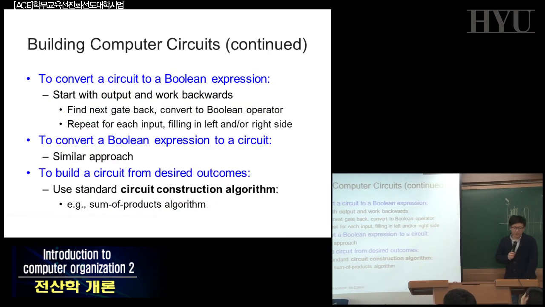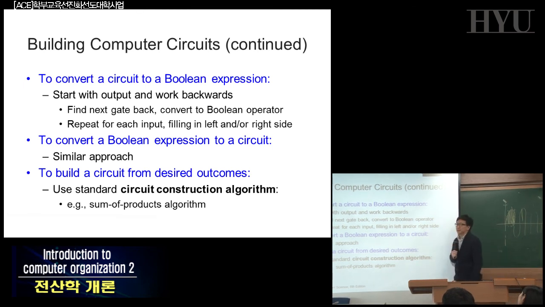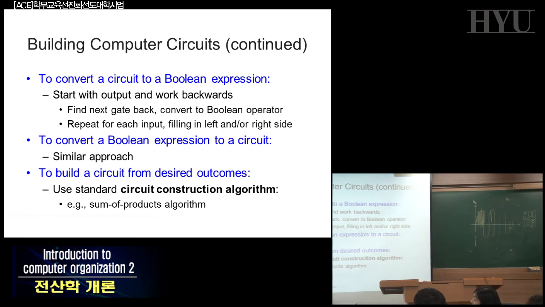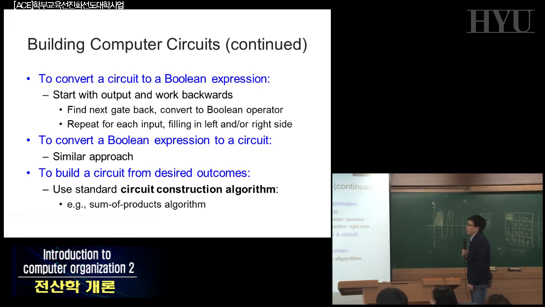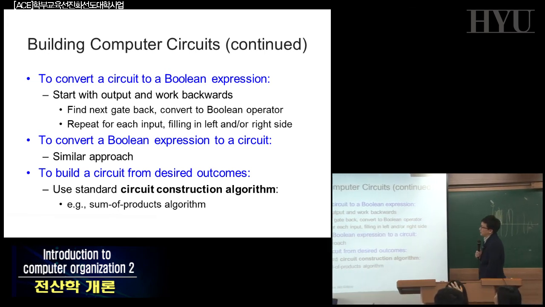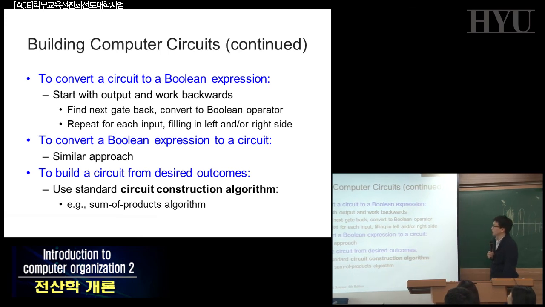To convert the circuit into a Boolean expression, start with the output and work backward. Get the values that I want to have: for which input I'd like a 1, for which input a 0. Fix that first, and then try to work backward. From here on, just listen; it's okay. You won't understand 100% yet, but we'll do it again next time. Find the next gate back, convert the Boolean operation, and repeat for each input, filling in the left and right sides.